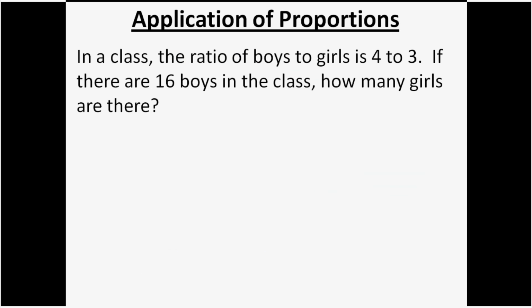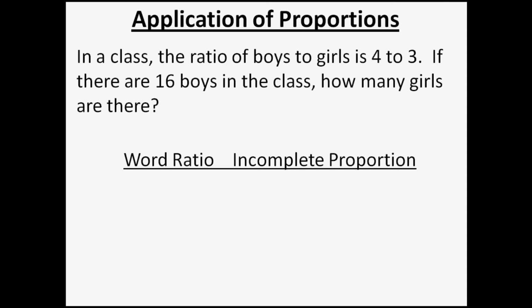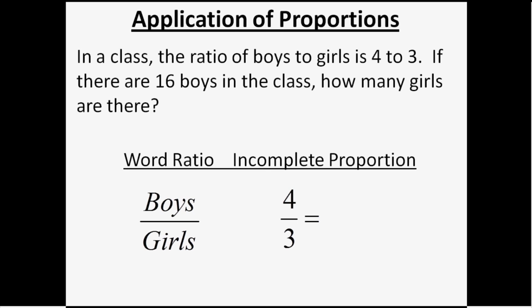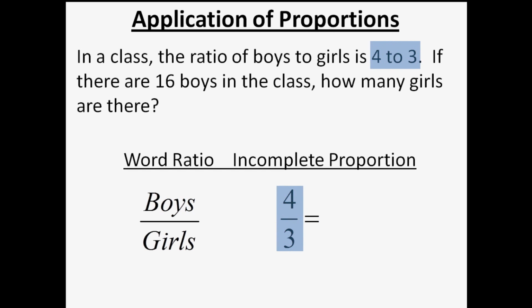Some good money. In a class, the ratio of boys to girls is 4 to 3. If there are 16 boys in the class, how many girls are there? We want to set up a word ratio. We're dealing with boys to girls. The first ratio we're going to set up is 4 to 3 because they say the ratio of boys to girls is 4 to 3. That's why 4 is the numerator. We made boys the numerator in our word ratio.